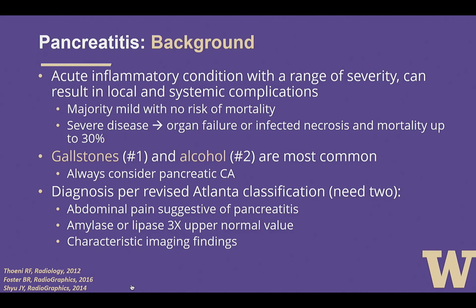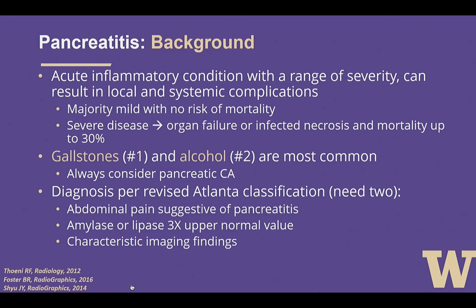So acute pancreatitis is an inflammatory condition, can have a wide range of severities, and thankfully most cases are relatively mild with no risk of mortality. However, there is a subset that can result in organ failure or infected necrosis, and these have a very high risk of mortality, up to 30%. The most common causes are gallstones and alcohol, but in a middle-aged patient, you should always be on the lookout for adenocarcinoma. Per the revised Atlanta classification, diagnosis requires two of the following: abdominal pain consistent with pancreatitis, elevated amylase or lipase 3 times the normal limit, or characteristic imaging findings.